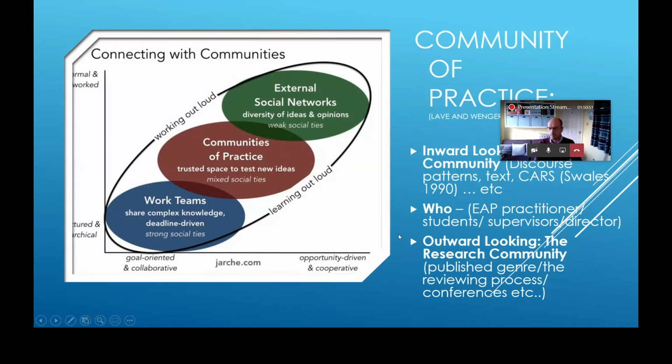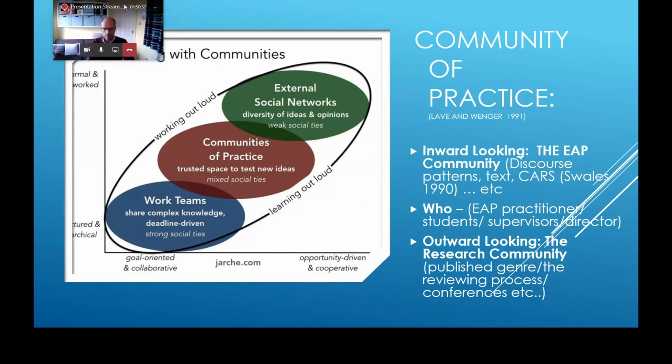This isn't actually my graph, but I found it very indicative of what we're trying to do. What we were looking at is very much within the community of practice of the EAP classrooms, looking at various discourse patterns.